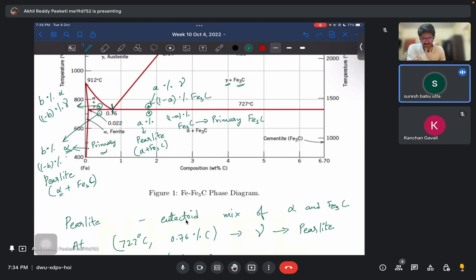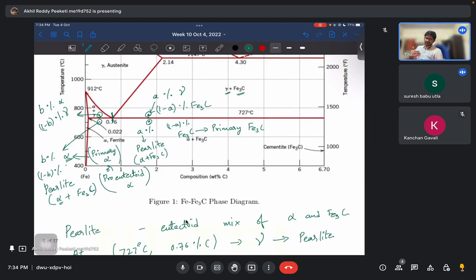The existing alpha will stay as alpha only. That which stays as alpha only is called primary alpha or pro-eutectoid alpha. Pro basically means primary, that's it. Primary alpha means alpha is already formed, no? Just above that point, there is already some alpha, so that alpha stays the same. Because it's already formed, it's called primary alpha, or pro-eutectoid alpha.